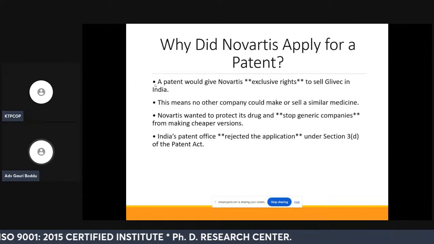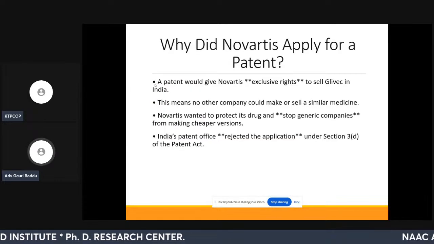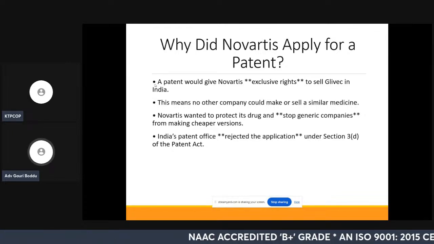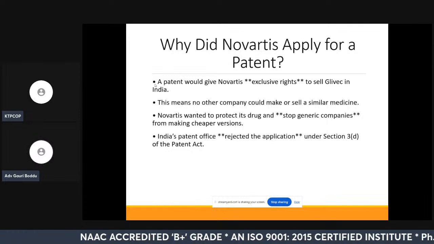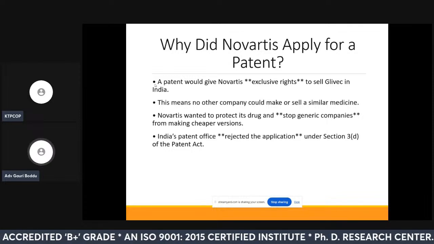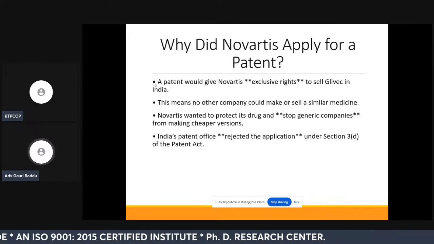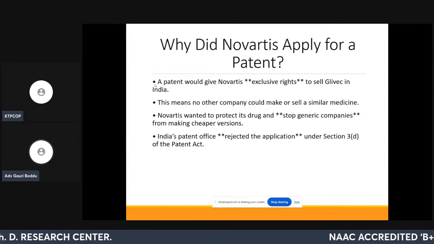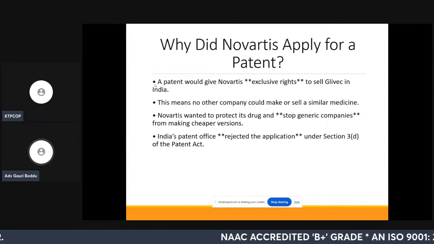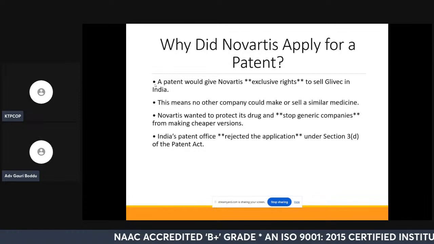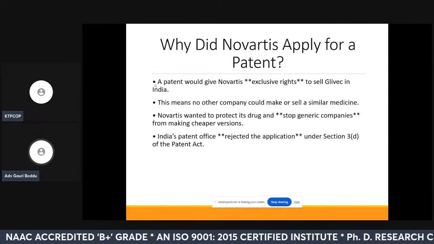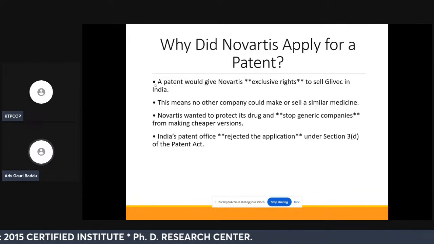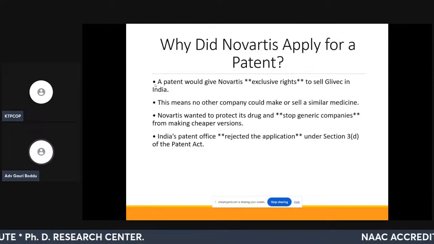Why did Novartis apply for a patent? A patent would give Novartis exclusive rights to sell Gleevec in India. So he wanted to sell that Gleevec in India. This means no other company could make or sell a similar medicine. Novartis wanted to protect its drug and stop generic companies from making cheaper versions. So the Indian Patent Office rejected the application under Section 3(d) of the Patent Act.